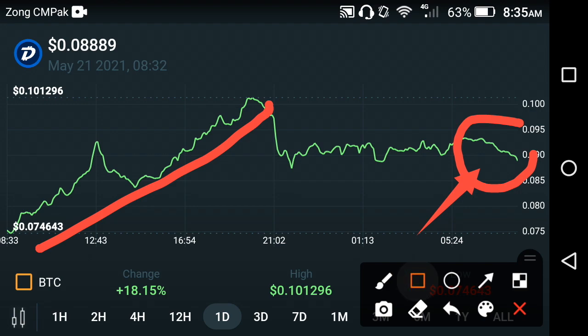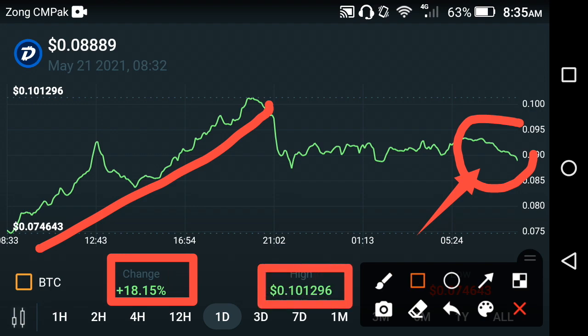So anyways, if you look at the last 24 hours, the last 1 day price movement in Digibyte shows a positive 18.15% change, and the highest price in the last 1 day was 0.101296 USD, friends.